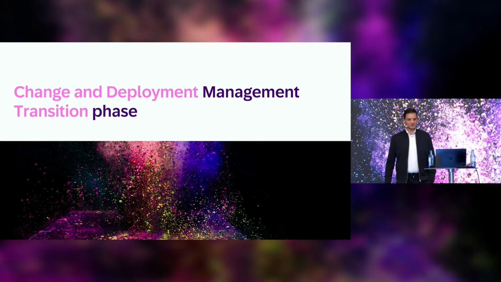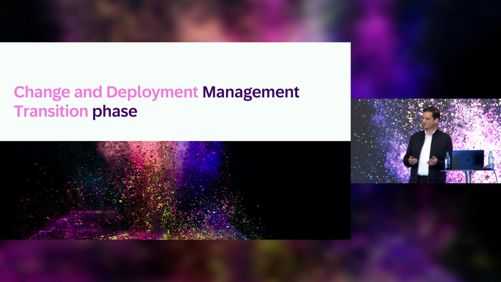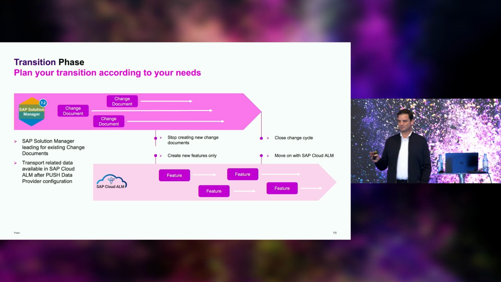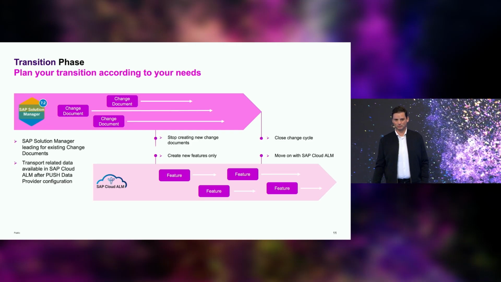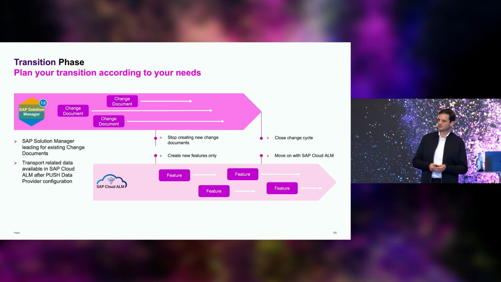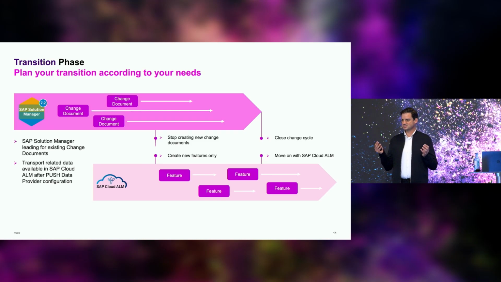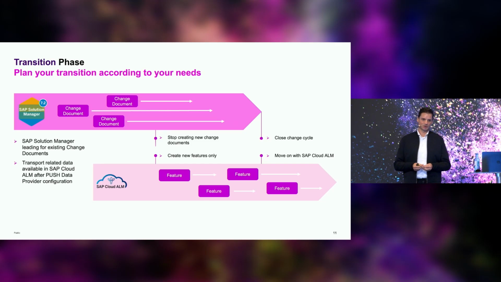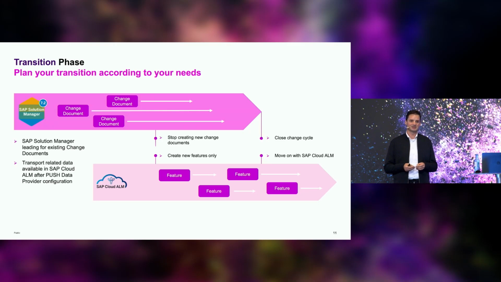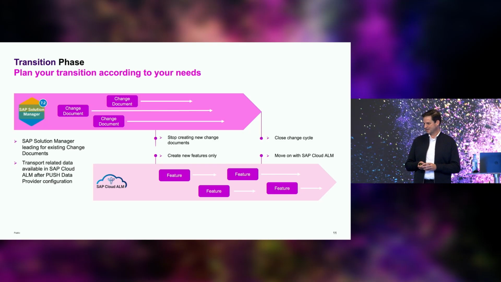Okay, so the next topic will be change and deployment management and the transition to there. And as you can guess, of course, we will offer you a dashboard. Before that dashboard, I want to motivate a little bit why you would need that dashboard. We now heard a lot about the data transition and the selective data transfer, which is not available for change and deployment management. So there won't be any objects in ChaRM or in Focused Build, at least from the change management point of view, that we will transfer to Cloud ALM.